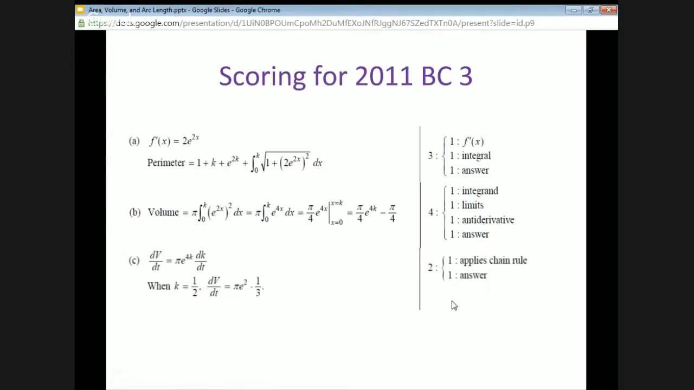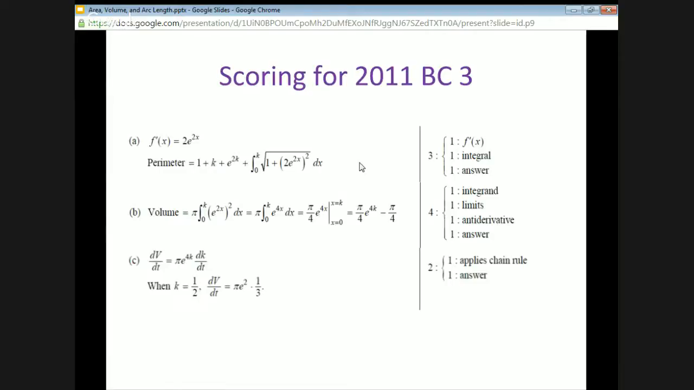As you probably know by now, every free response question is worth a total of 9 points. For part A, you got 1 point for that f prime of x, 2 times e to the 2x. I didn't write it on a separate line. It's actually buried in my integral, but that's okay. I would get full credit for just doing this. You got 1 point for the integral, that's not just the integrand, but the whole integral. And then the last point is for having these 3 things added on to that integral for perimeter.